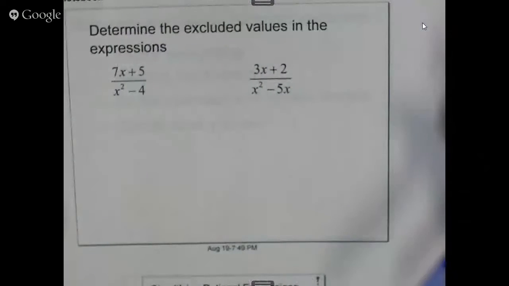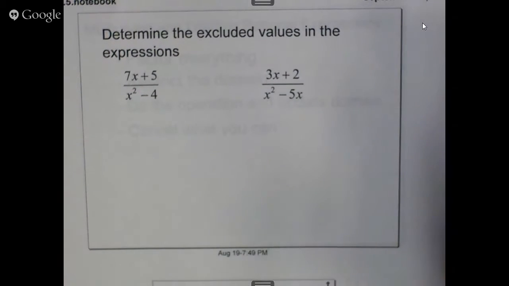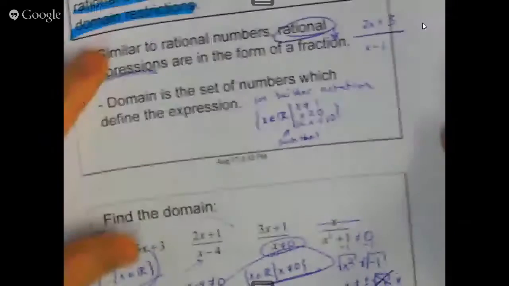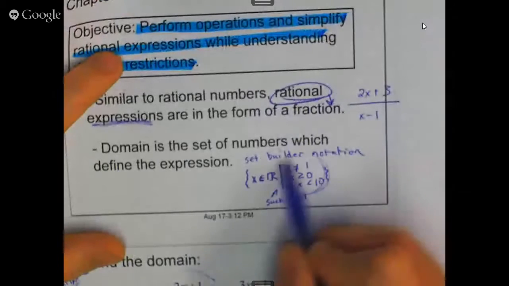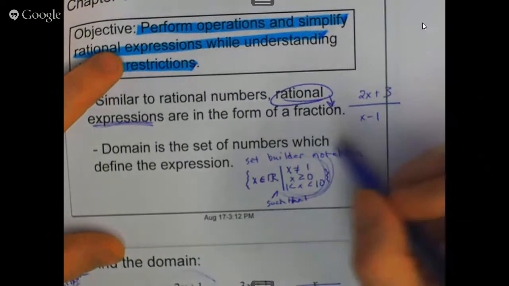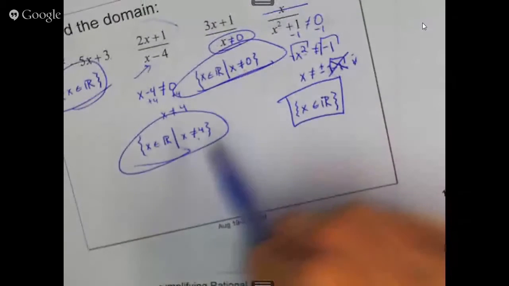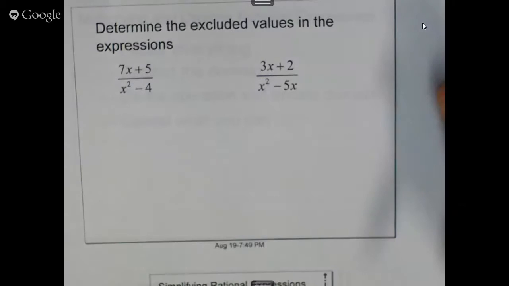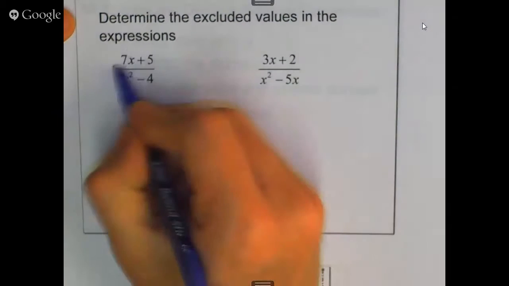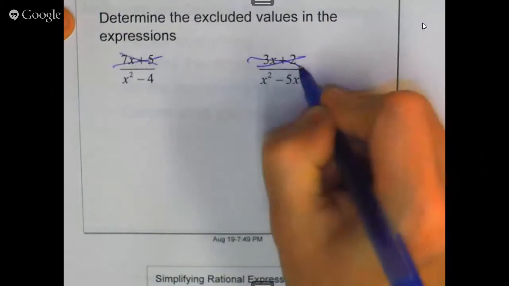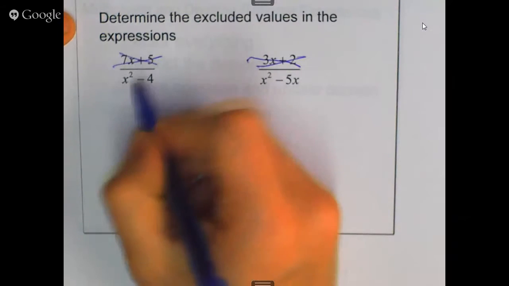Next slide. Determine the excluded values in the expression. Excluded values and domain are very, very similar. They're basically the same thing. These over here are my excluded or included values. In this case, like down here, we said x cannot equal 4; those are excluded. Excluded means I cannot use those values. With these fractions, I'm not worried about the tops. I don't care what's in the top. I care what's in the bottom. So we factor it out first if we can.